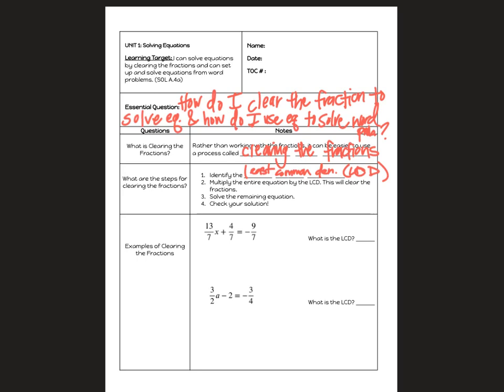Okay, so let's go ahead and do the first one. All of our fractions have a denominator of 7, so we're going to multiply the whole entire thing by 7. When we do that, we cancel out these denominators, and we're left with what's in our numerators and the variables. So we have 13x plus 4 equals negative 9. I want to write over here that the LCD was 7. So we're going to subtract 4 on both sides, and we get negative 13, so 13x equals negative 13. Then we divide by 13, and we get x equals negative 1.